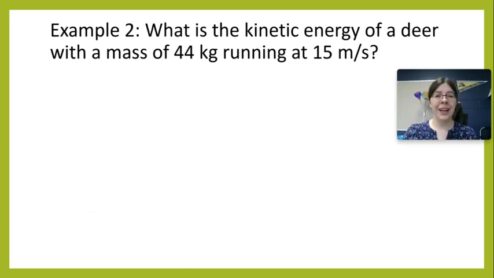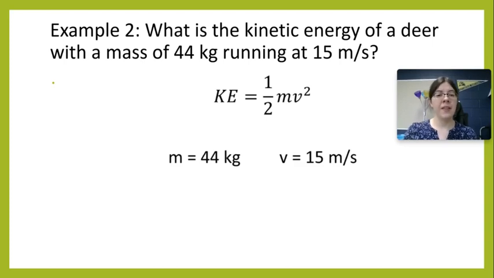Okay, so let's do a different calculation. What is the kinetic energy of a deer with a mass of 44 kilograms running at 15 meters per second? So again, we use that same equation. The mass is the same, but the velocity is different in this case.